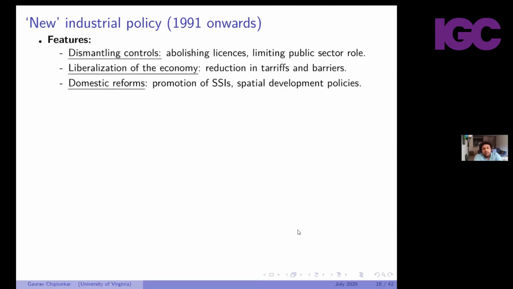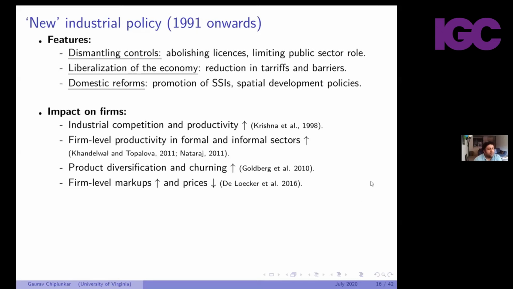What was really a key game changer in 1991 was, as we all know, the liberalization of the economy. It had basically three legs. One leg was dismantling controls, abolishing licenses and limiting public control over firms. Another was liberalization of trade, with reduction of international tariffs and barriers. And then some domestic reforms, like spatial development policies and small scale industries policies geared towards helping small scale firms. So this was a trio of reforms, a troika as they call it.